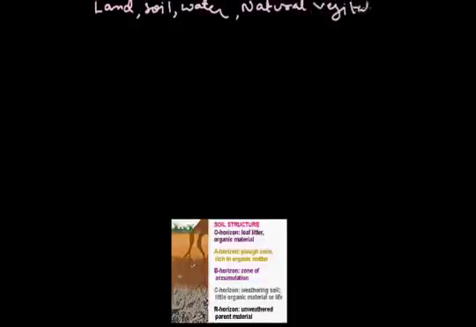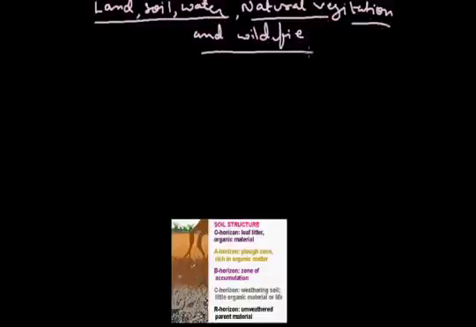So students, let us come to the second part of the chapter, Land, Soil, Water, Natural Vegetation and Wildlife, which is the second chapter of our geography book of class 8. Already we have done the land part in our first part. So in this part we will do soil.